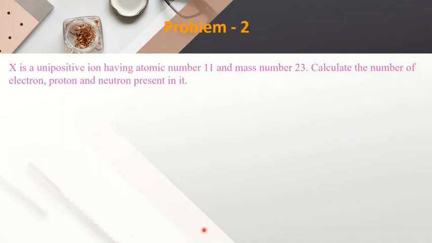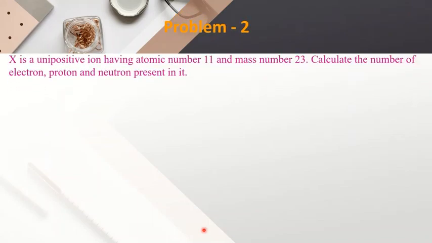Now problem 2. X is a unipositive ion having atomic number 11 and mass number 23. Calculate the number of electron, proton and neutron present in it. This is also the same math as problem 1, but in problem 1, X was a neutral atom, but for this math, X is a unipositive ion. Unipositive ion means single positive ion.